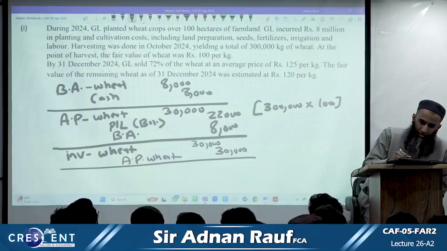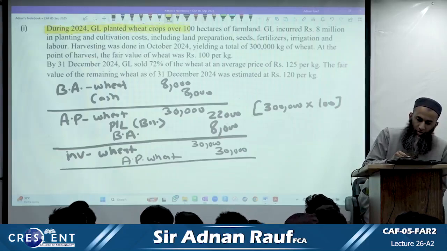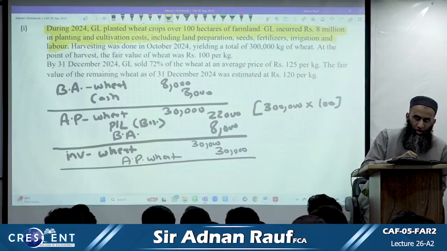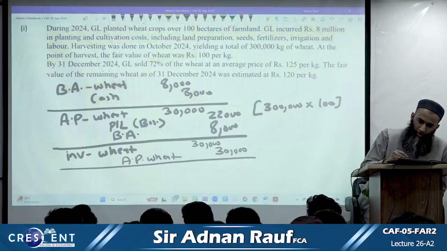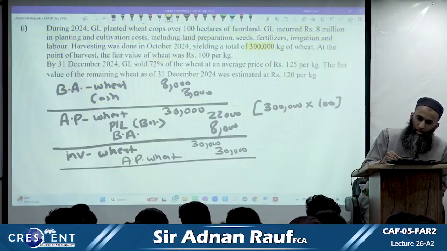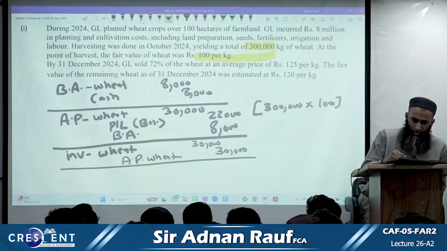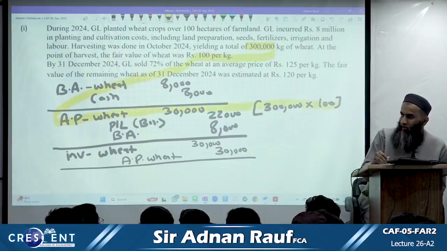Look carefully, my dear. Look at everything again. Be attentive. What have I planted? Wheat crop. 100 hectares of wheat. How much cash outflow was there? 8 million. The seeds were planted, and they are alive because they are planted in the soil, so the wheat is biological. Debit biological asset, credit cash. Then at harvest, debit agricultural produce 30 million, because 3 lakh kilograms at 100 becomes 30 million.